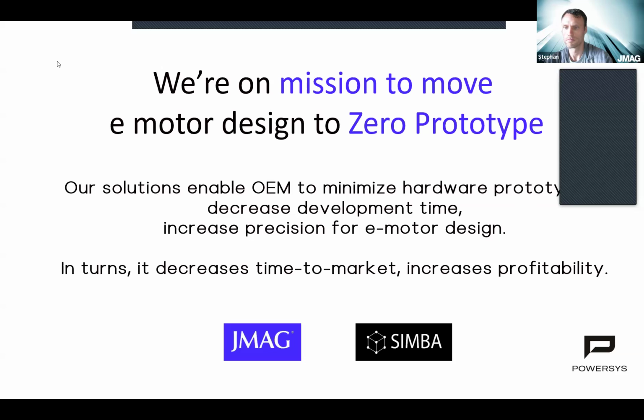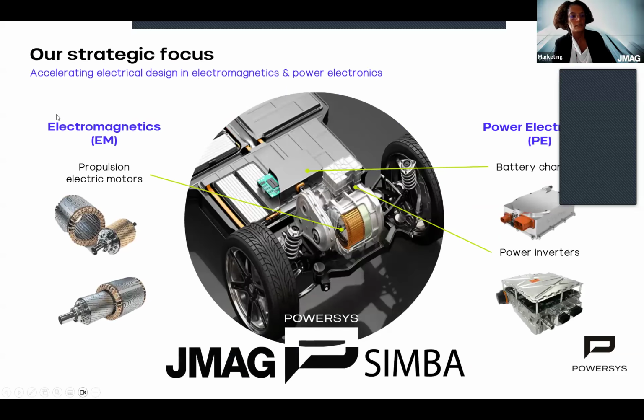Our strategic focus is the acceleration of the electrical design in electromagnetics and power electronics, as you can see on this slide. And as you will see in today's presentation, our solution for the electrical design in electromagnetics relies on JMAG, an electromagnetic simulation platform. Thanks to JMAG and our electrification expertise, we can deliver a fully customizable model-based design platform to our customers.